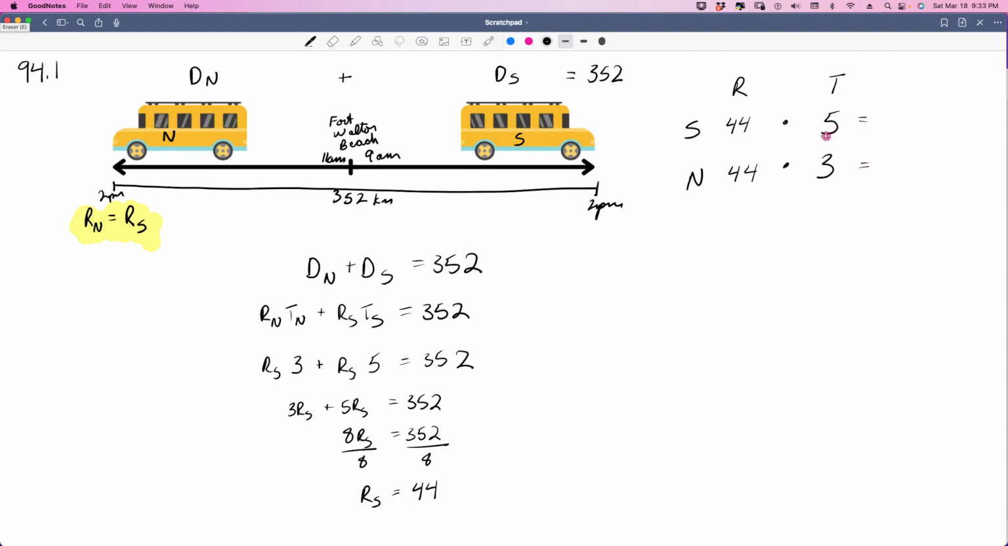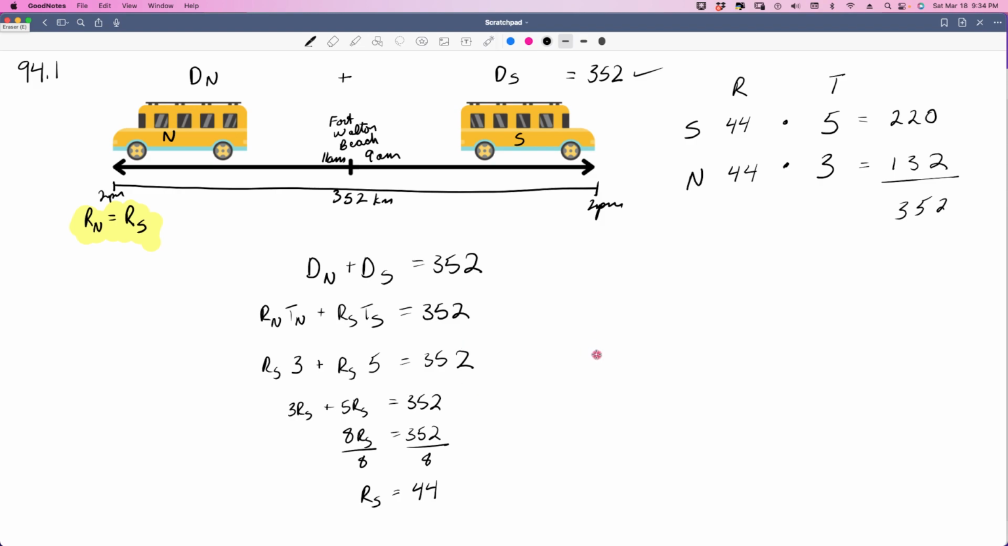44 times 5, I said 500, didn't I? 44 times 5 is 220. 44 times 3 is 132. And I'm going to double check by adding them together, and I get 352, which matches my total distance, which means I did my calculations correct. So the rate of both buses, which is what we were trying to find out, was 44 kilometers per hour.